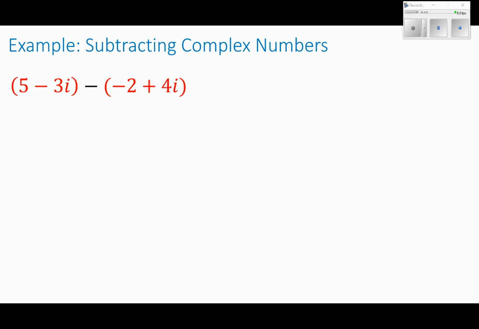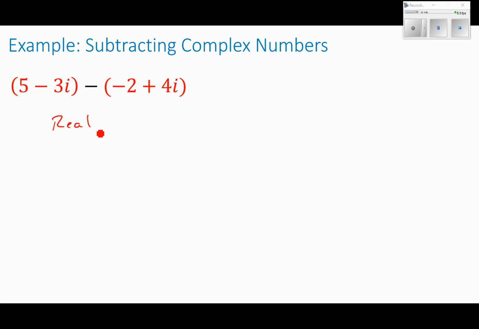Subtracting complex numbers. Again, there's this operation between my two sets of parentheses. The parentheses are only clearly identifying the complex number pieces. Okay, so 5 minus 3i is one number. It's one complex number. So I'm taking one complex number, subtracting another complex number. So again, I'm going to, in this case, subtract the real parts and then subtract the imaginary parts.